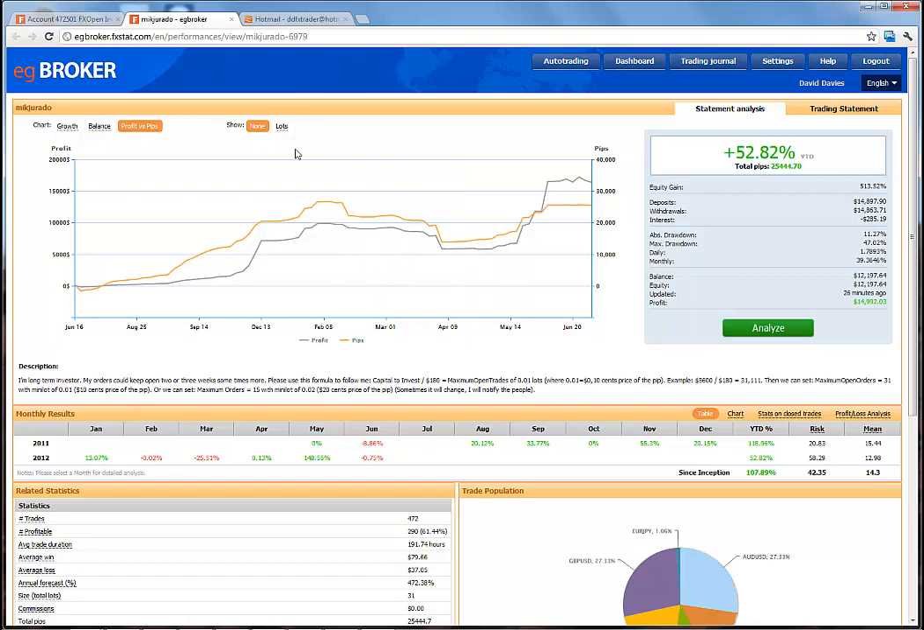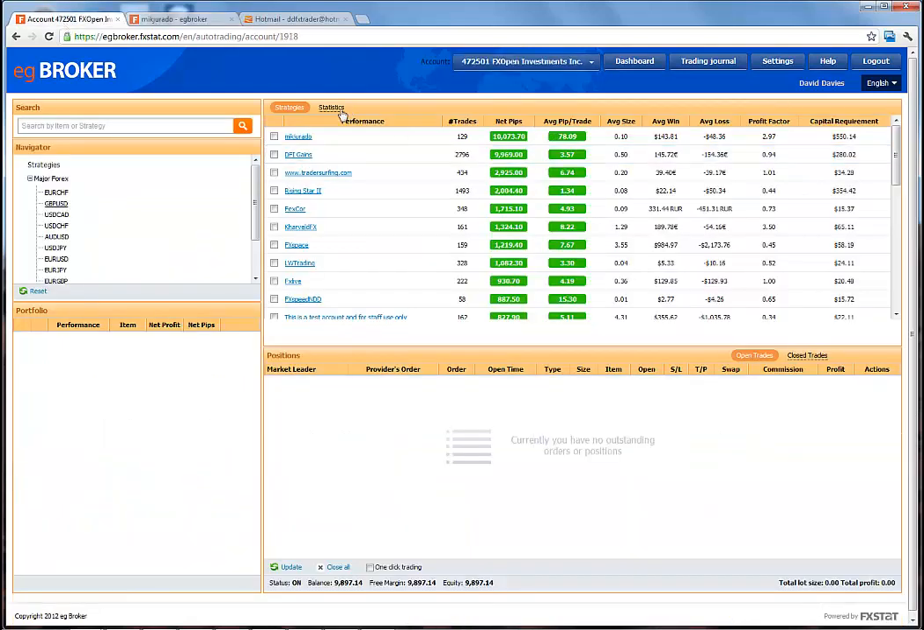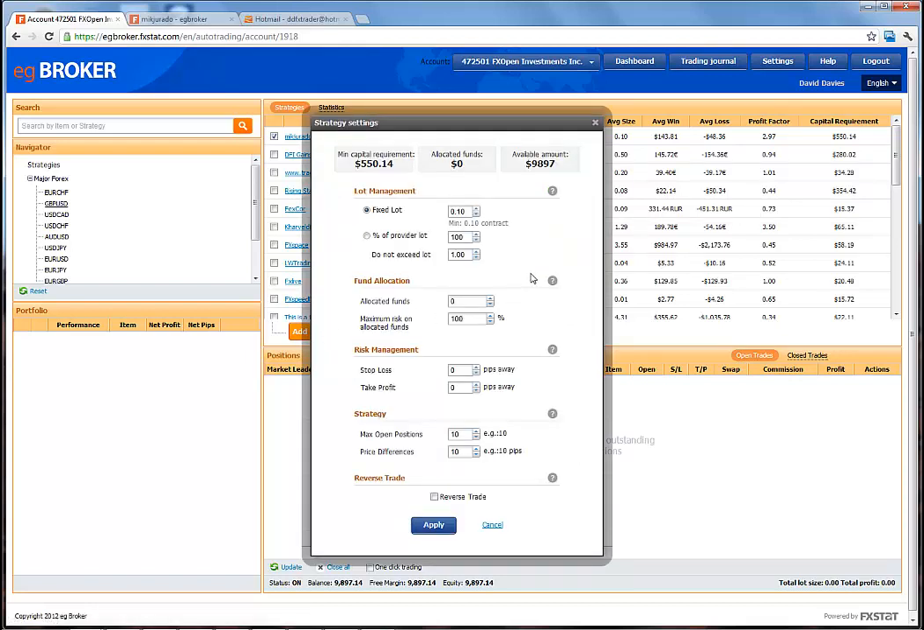So if we decided to add this signal provider to our portfolio, we go back to the auto trading platform, check the box next to the trader's name, and click on Add to My Portfolio. So I'll click Add to My Portfolio, and a new window will pop up. This gives you full control of your fund allocation and your risk management. So let's go through this.